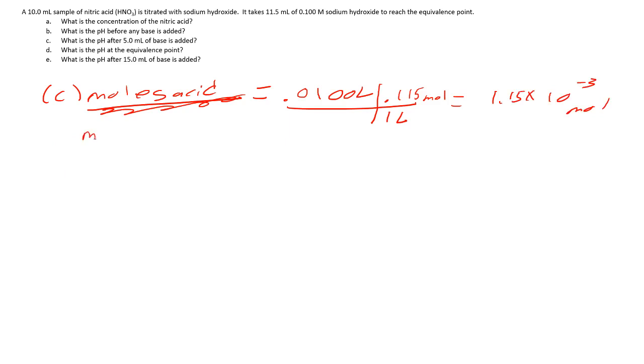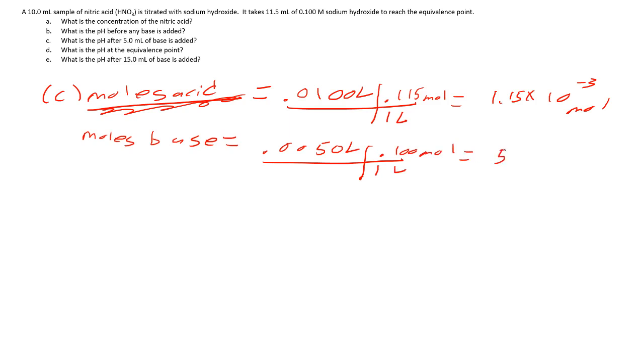We then need to find moles of base. And for that, we've added 5 milliliters. So currently we're at 0.0050 liters. And we know that for every 1 liter, it has a concentration of 0.100 moles. So we have added 5.0 times 10 to the minus 4th moles of base.